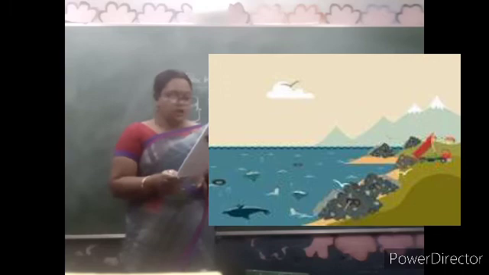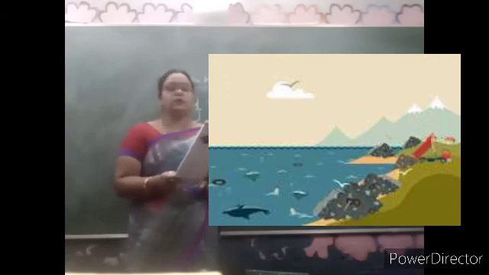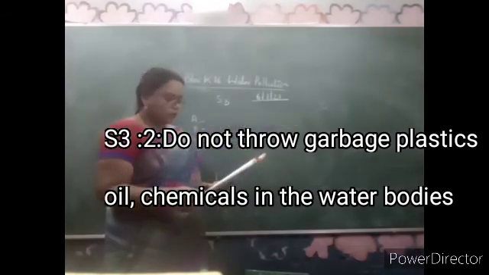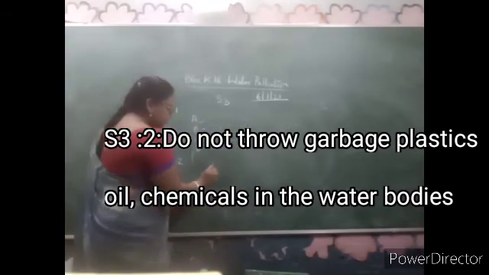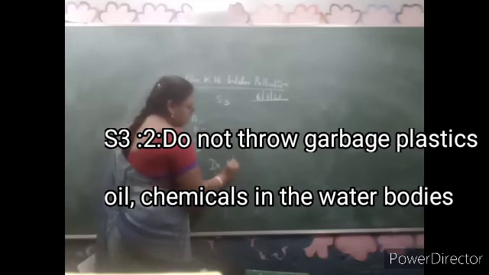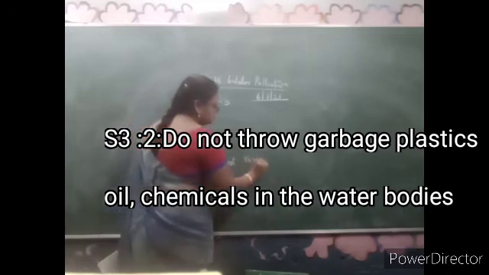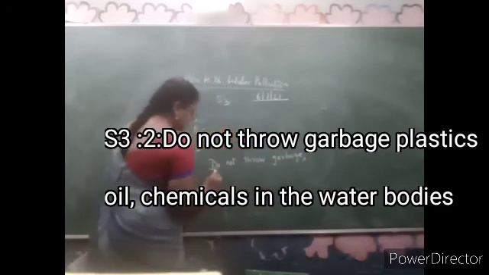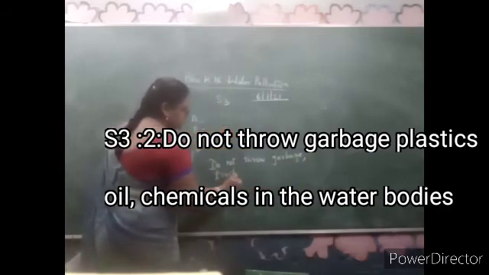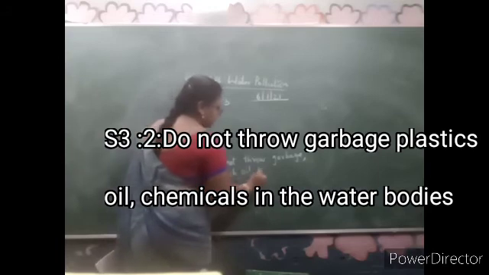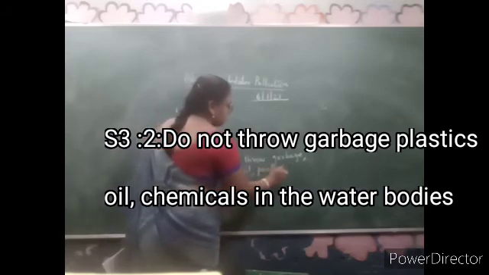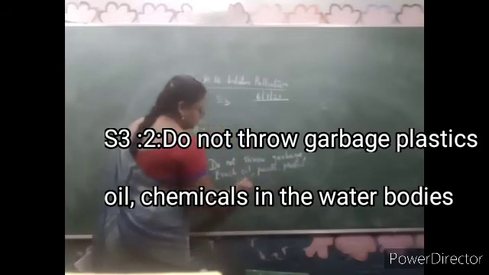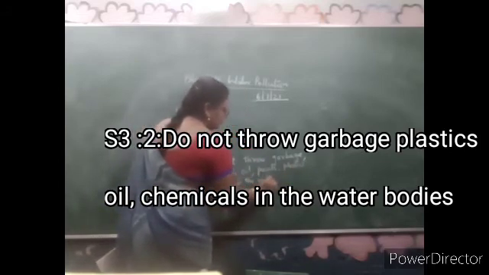Second question you see, children. What can you do to help reduce water pollution? When you read this part, what can you do to help reduce water pollution? You can write 2 to 3 points. Do not throw garbage, trash, oil, paints, plastics, so many you can add, children, in the water bodies.